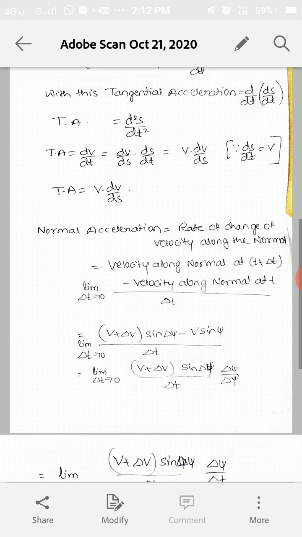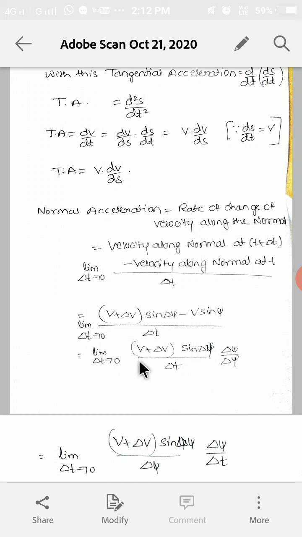Okay, so now this is equal to limit as delta t tends to 0, v plus delta v sine delta psi divided by delta t. Now here, at time t the psi becomes 0, so sine 0 is 0, and this term will disappear. So we will get only sine delta psi into v plus delta v, divided by delta t, into, again this can be written as delta psi by delta psi. Okay, delta psi by delta psi, because the value does not change. So this whole equation can be written in this form, delta psi by delta psi into this one.